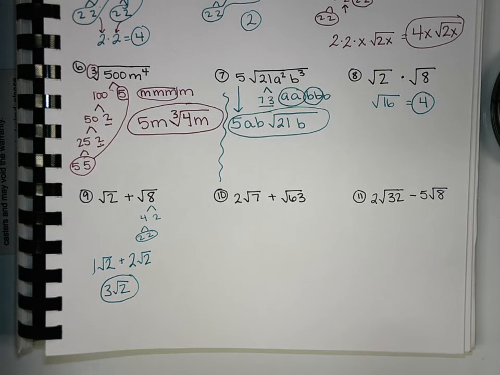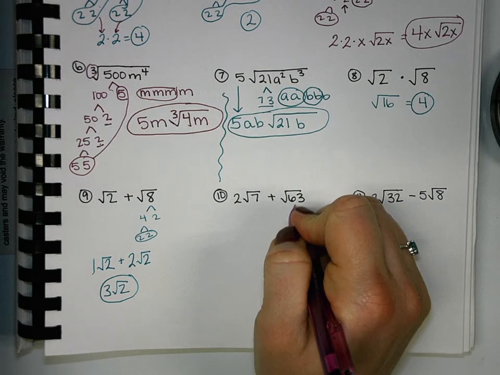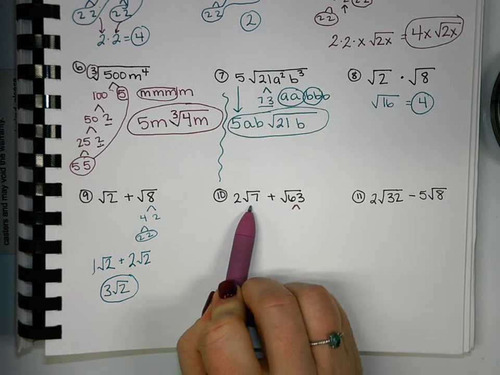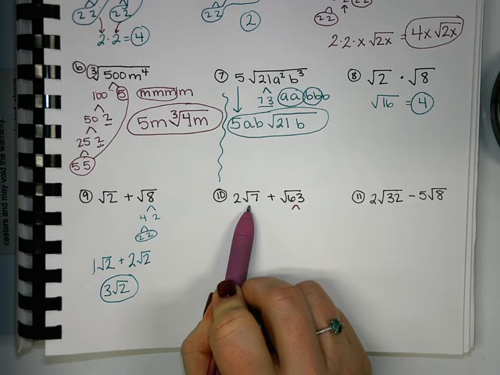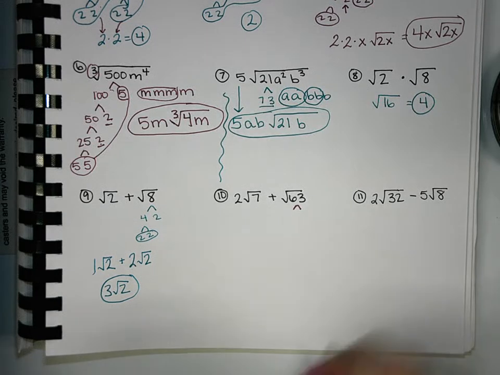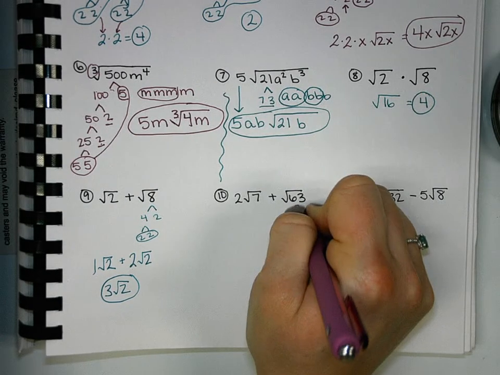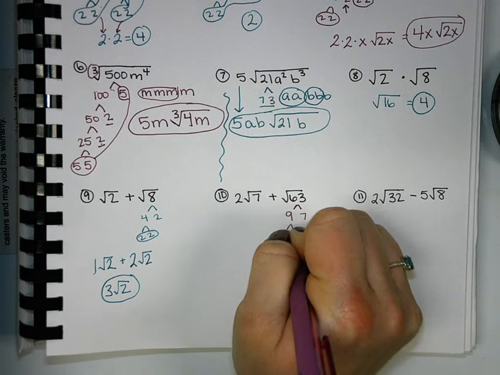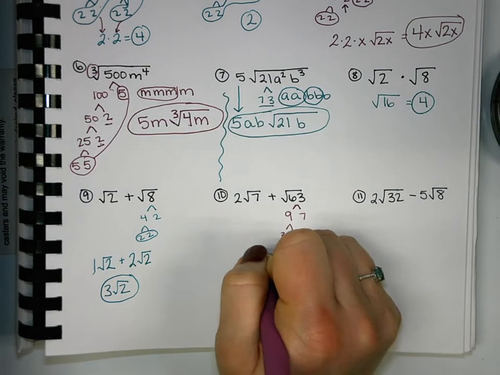Okay, so what about number 10? Start by simplifying both radicals. So we can't simplify square root 7 any further. That's as simple as it gets. But what about square root of 63? 9 and 7. So we have a pair of 3's.